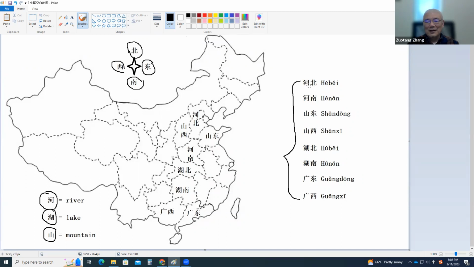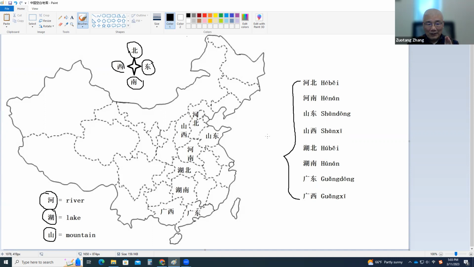province names: Hebei, Henan, Shandong, Shanxi, Hubei, Hunan, Guangdong, Guangxi.